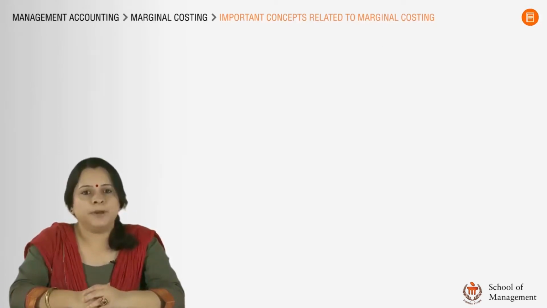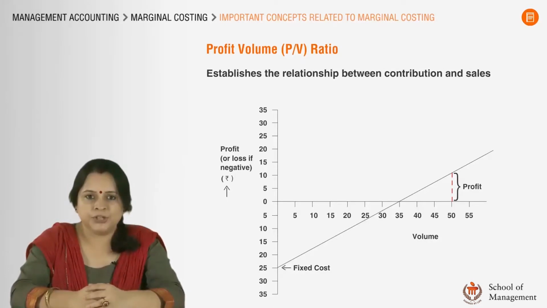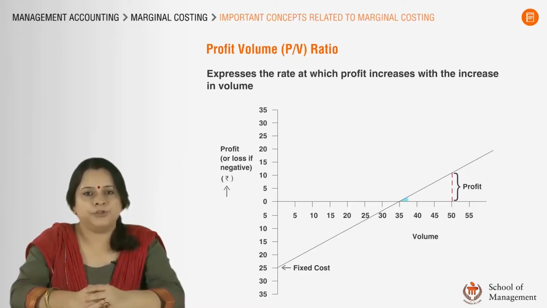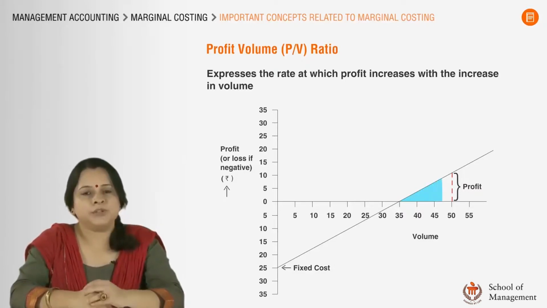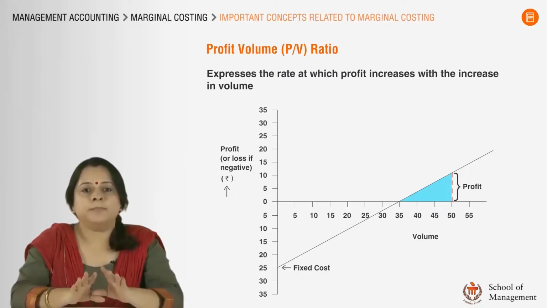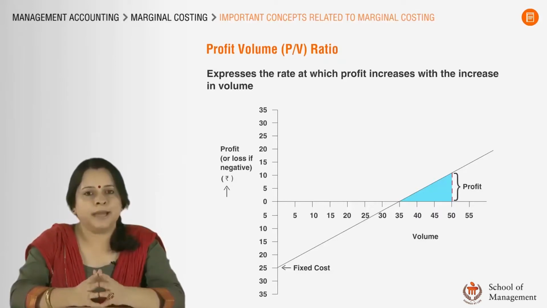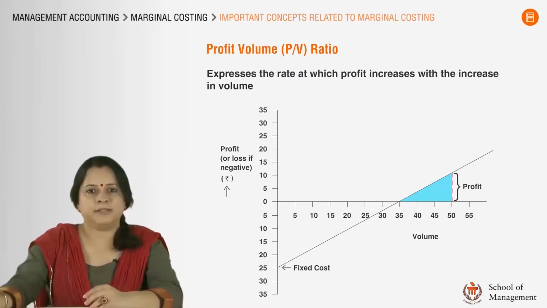Moving on to the next concept, profit volume or PV ratio. This is also known as contribution by sales or CS ratio. This ratio establishes the relationship between contribution and sales. Any increase in contribution will lead to higher profits as fixed costs are assumed to be constant for all levels of production. That is, fixed costs have to be incurred even if the company does not produce a single unit. So, the profitability of products can be analyzed by reviewing the CS ratios of the products that the company sells.